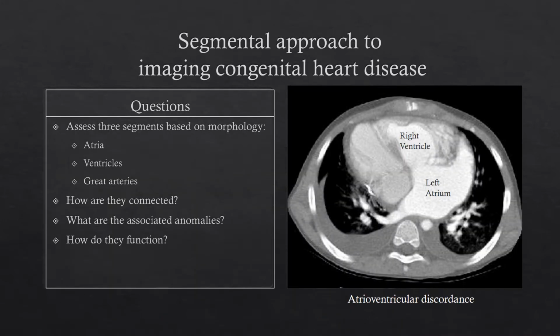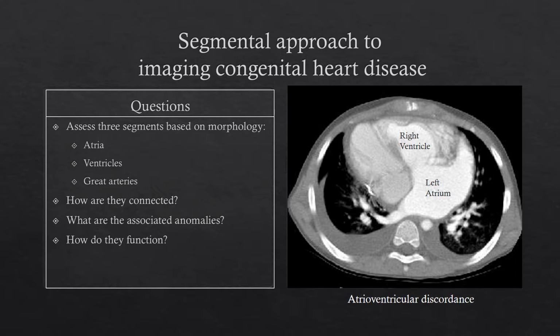Cross-sectional imaging allows a more morphologic or segmental approach to assessing the heart. The segmental approach requires the imager to assess three components, the atria, the ventricles, and the great vessels, and to ask several questions. How are they connected? What are the associated anomalies, and how do they function?